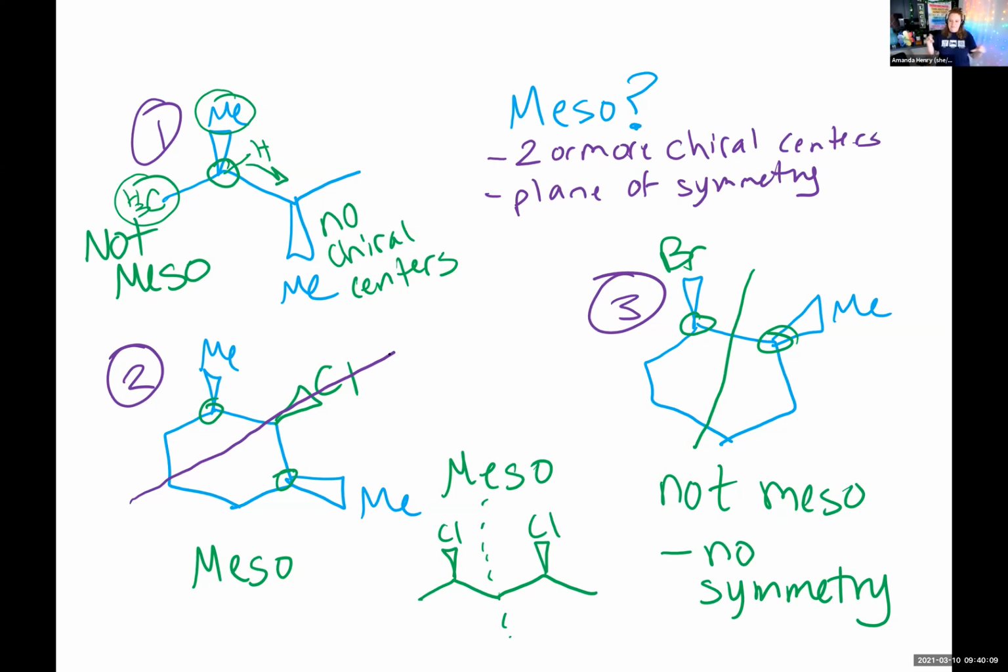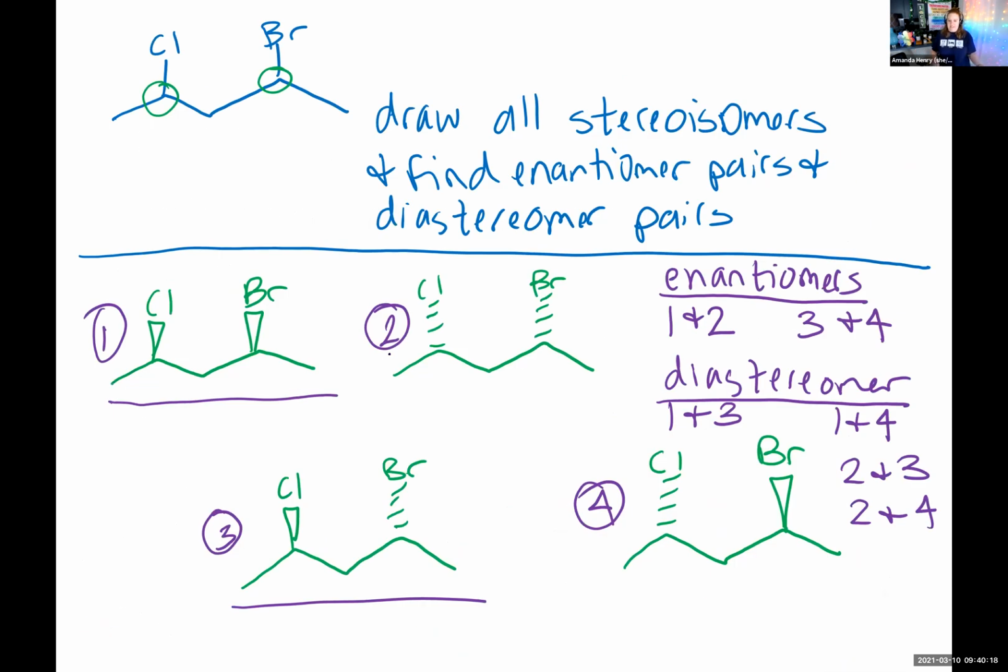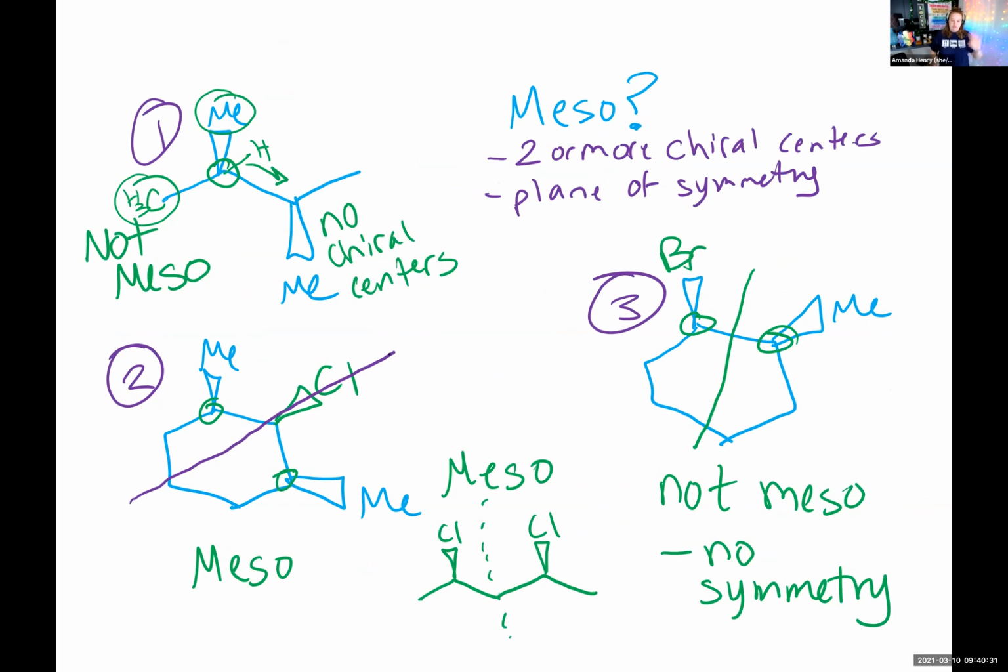It will be just its own little standalone question, just so you know how it's going to show up. So like in another question, if I asked you to draw all the stereoisomers, tell me which ones are enantiomers, tell me which ones are diastereomers, there wouldn't be a meso compound thrown into that to throw you off. So just so you know how it will get incorporated in.